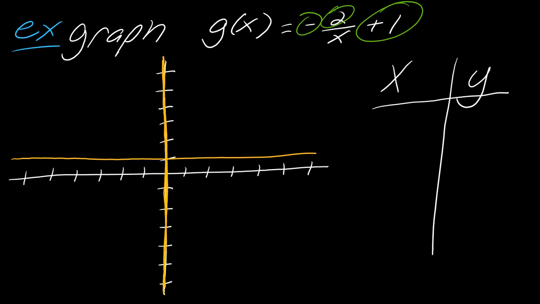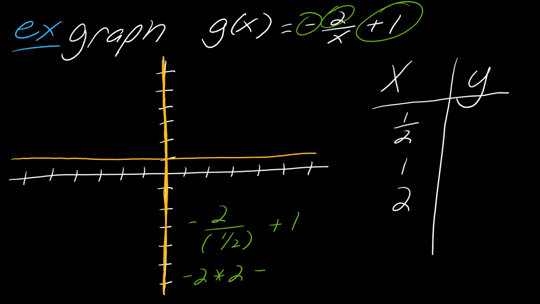So I'm still going to use the same points. Same points on that side. So let's make this 1/2, 1, and 2. So what happens if I plug these in? How does the stretch factor impact this? Okay, so if I plug 1/2 into this, I'm going to have -2 over 1/2 plus 1. So this comes out to -2 times 2 plus 1. So that's going to equal -3.